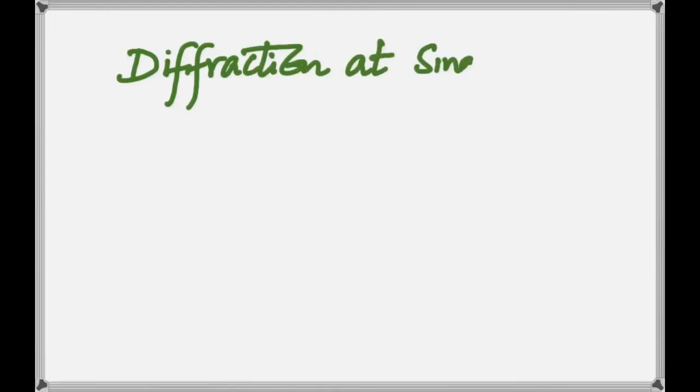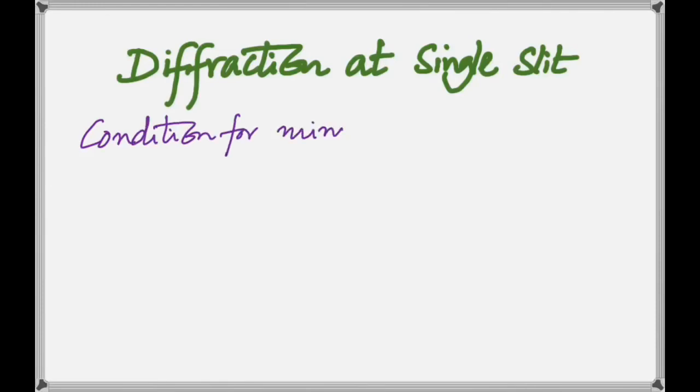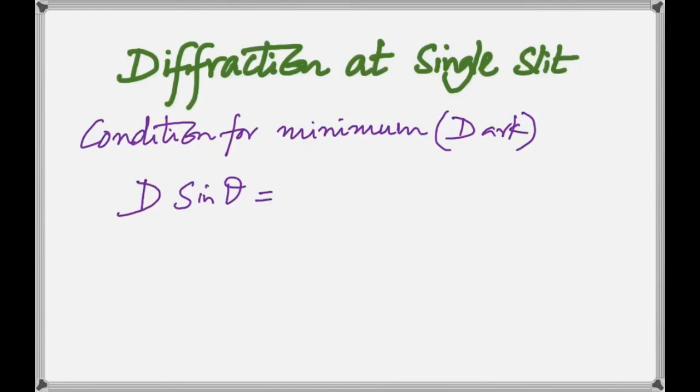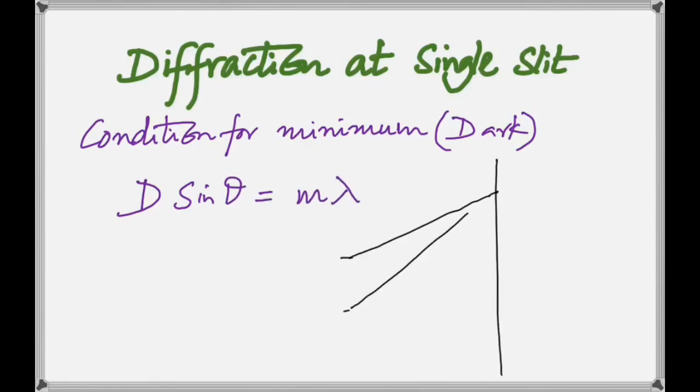Diffraction, just did, right? Diffraction at a single slit. Now, this is where the formulas become opposite, kind of, remember? Diffraction at a single slit. Condition for brightness and darkness. Just wanted to remind you about that. Condition for minimum now, or darkness, is d sine theta is equal to m lambda.